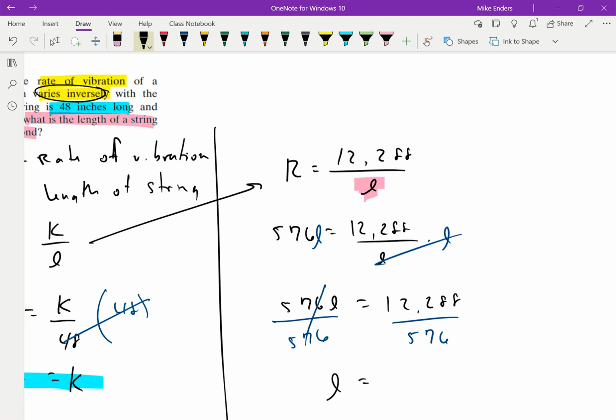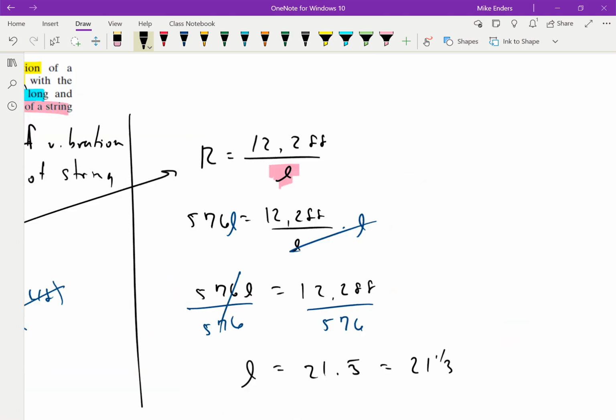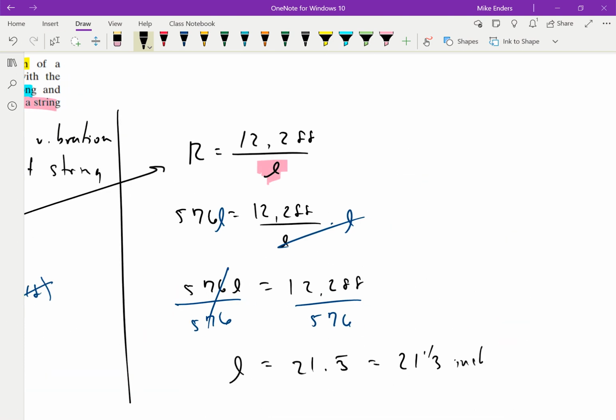And we have our length. If I divide these out, I get 21.3 repeated. So that's 21 and a third. And let's see what our unit was here. All our units here were in inches for length. So this is going to end up being 21 and 1/3 inches.